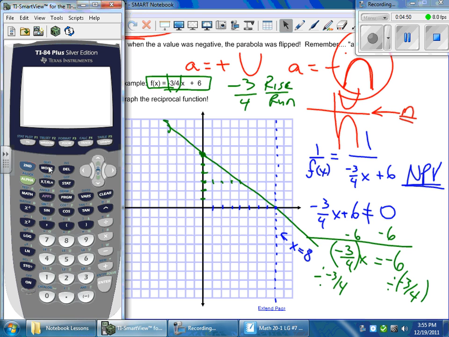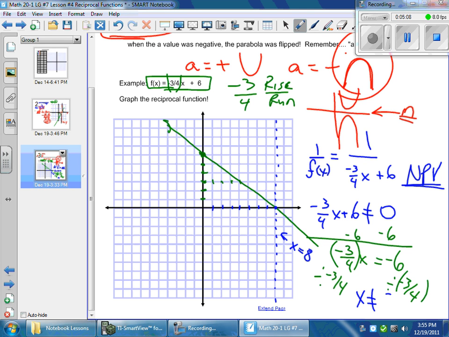Okay, there it is. So we're going to go negative 6 divided by bracket negative 3 divided by 4, negative 3/4. And let's see what we get. Boom. 8. Look at that. I was bang on. X cannot equal 8. There it is, sports fans. I predicted it right off the bat.